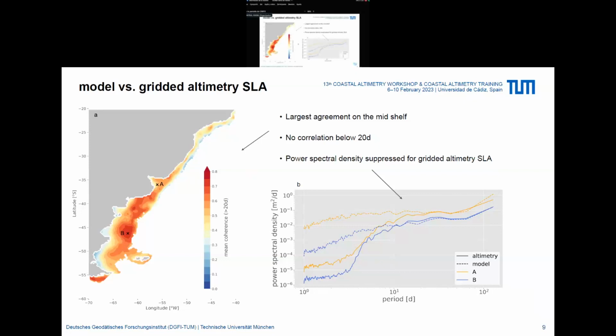And when we look into the energy perspective, we can see at points A and B, above a month, we get quite good agreement of the model and the altimetry. And below that, the energy of the altimetry product is lower and drops at a few days.